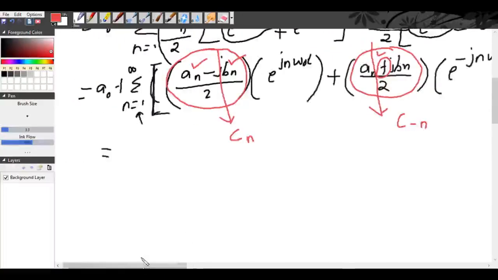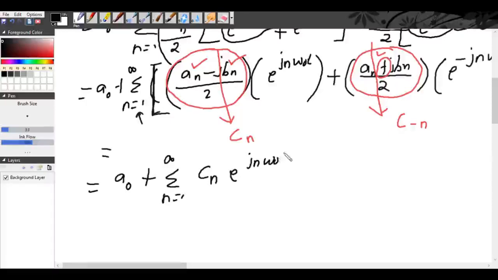So how can we modify this equation then? This equation can be written as a naught plus summation of n equal to 1 to infinity c suffix n e power jn omega naught t, plus summation of n equal to 1 to infinity, I am just separating it. Okay, till now I had not separated the summation, now I have separated it. So this one is c suffix minus n e power minus jn omega naught t.